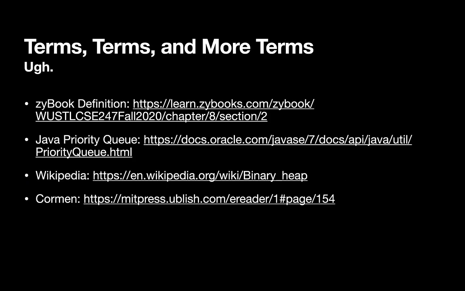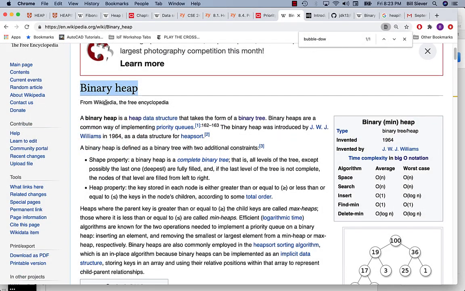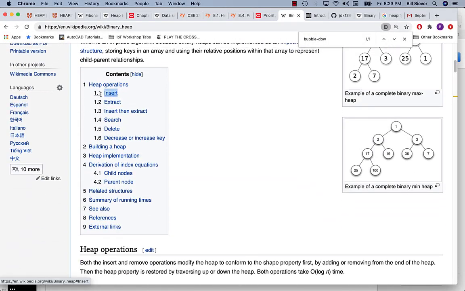There are a bunch of different terms that can be used in slightly different places that oftentimes represent the same concept. So in this course, we're utilizing a zybook. In the class, we're using Java, and Java already supplies its own priority queue. There are other common definitions like Wikipedia and the Introduction to Algorithms book by Cormen et al. And all of these have slightly different uses of terminology. So I want to take a quick look through a few of those. Wikipedia's definition of a binary heap defines the major operations to be insert and extract.